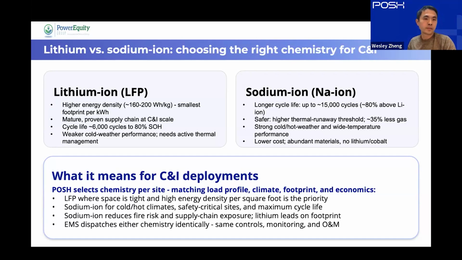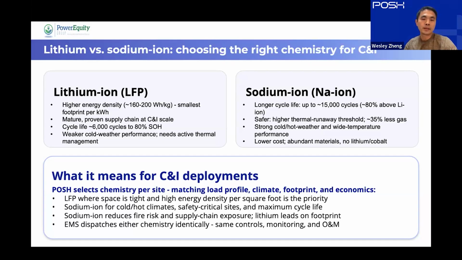The challenge is, of course, supply chain constraints, some geopolitical reasons about constraints on the supply chain. At the same time, they are also not great for extreme weather performance. Let's say you want to install a battery in an extremely cold or extremely hot environment. Lithium batteries are traditionally not great.